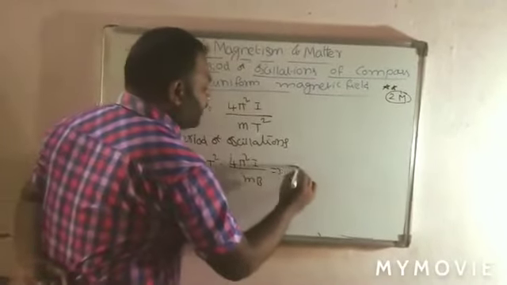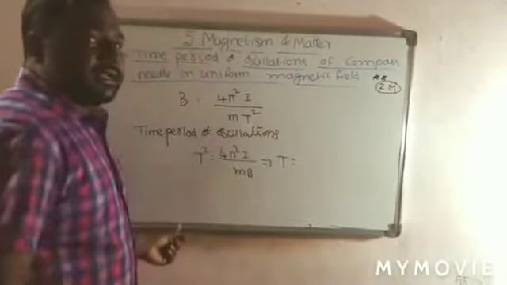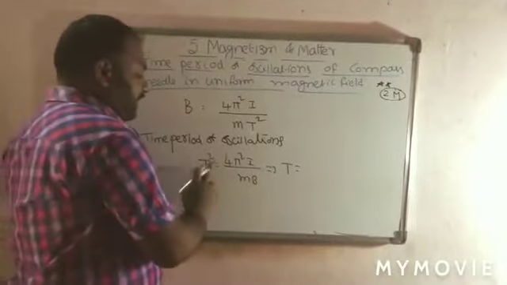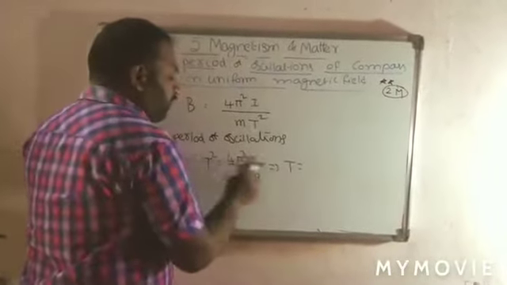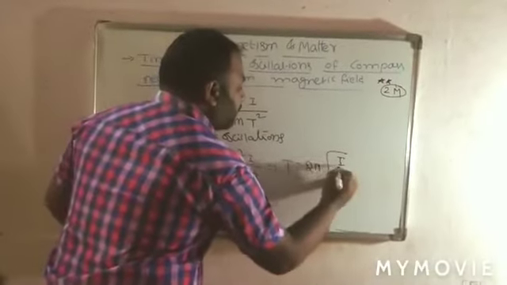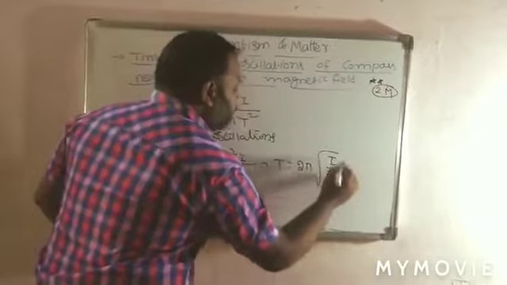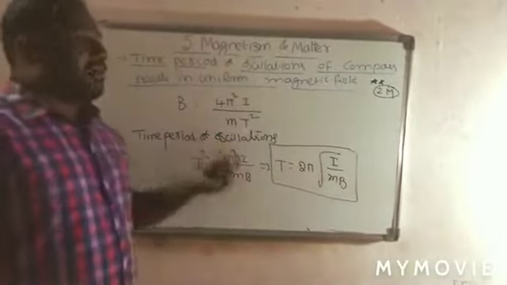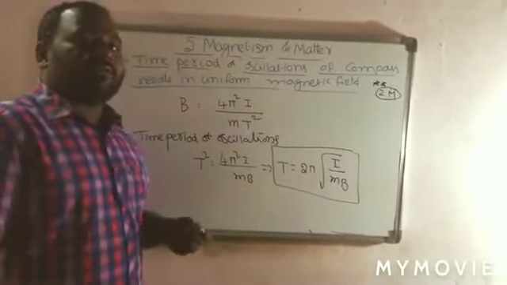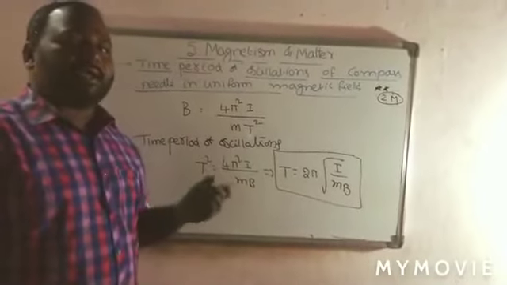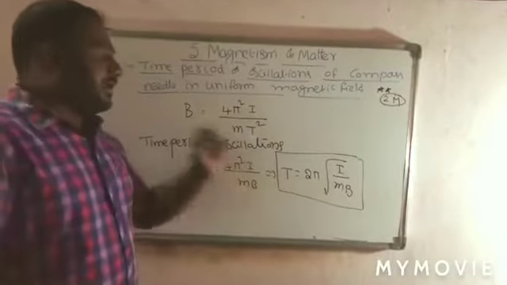That implies t is equal to, take root on both sides, root of 4 pi square, which can be written as 2 pi, into root of I by m into b. This is the expression for the time period of oscillations of a dipole or compass needle which is placed in a uniform magnetic field. Here this is the formula.